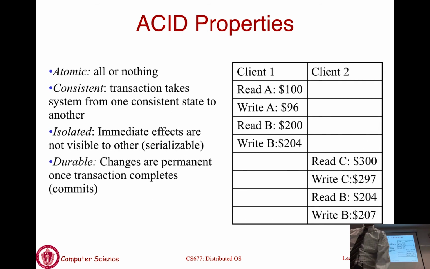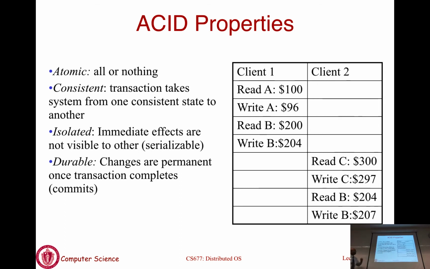Now there are more properties. So this is what it should look like if you actually use a lock or a transaction. In this case, client 1 has gotten a lock on A and B, and then client 2 has gotten a lock on C and B later. So all those 4 execute first, all those 4 execute next, and then you get that result. That's what you should actually see.